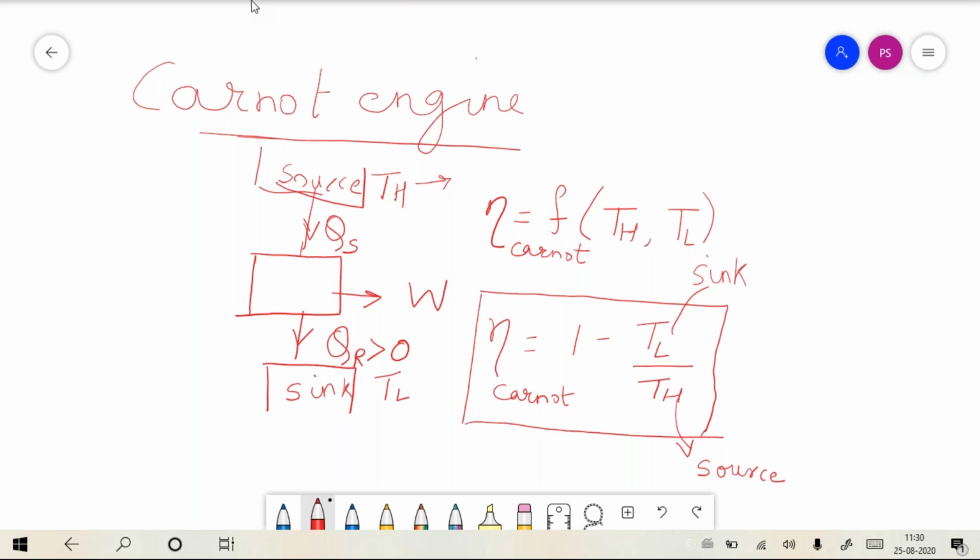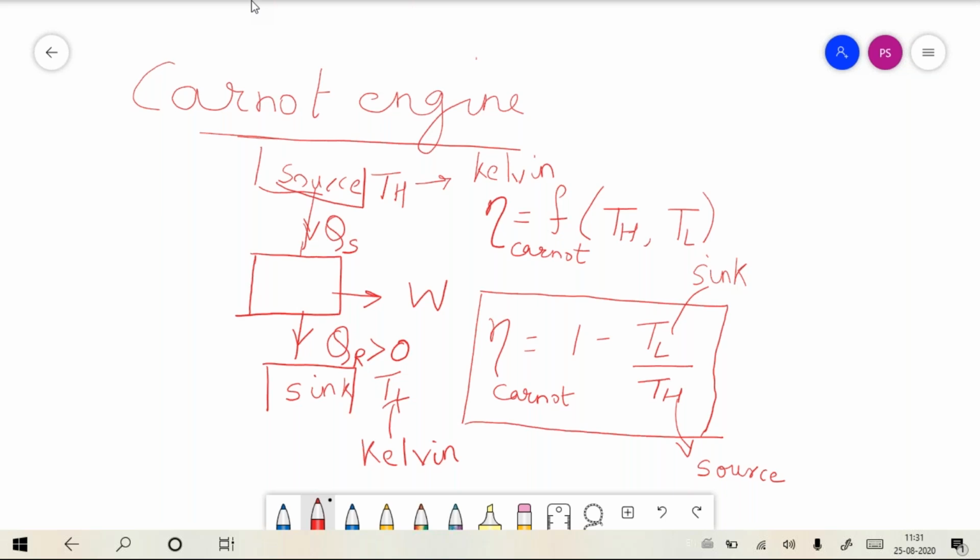Please note that while deriving this expression for Carnot efficiency, this capital T is in Kelvin, it is not in Celsius. Similarly, this T is also in Kelvin, not in Celsius. So whenever a numerical has to be solved which involves the concept of Carnot engine, and you are given the source temperature and sink temperature, we should always convert the temperatures of the source and sink to Kelvin and then use this expression, that is 1 minus TL upon TH, to find the efficiency of the Carnot engine.